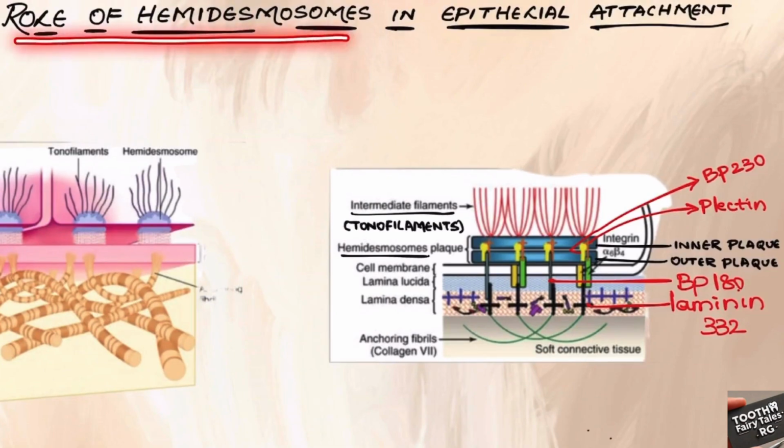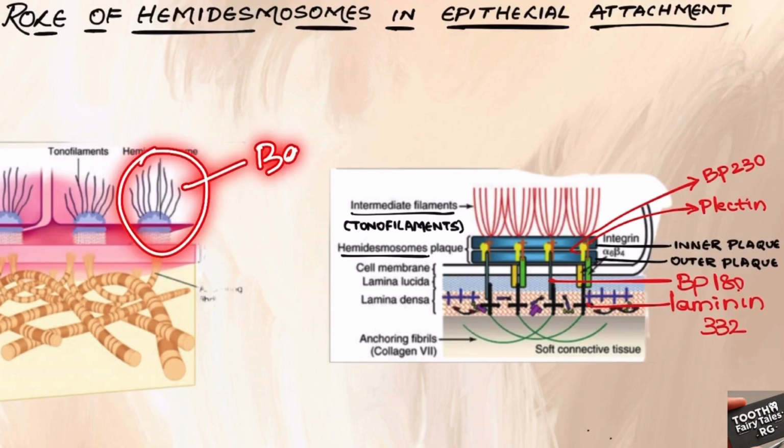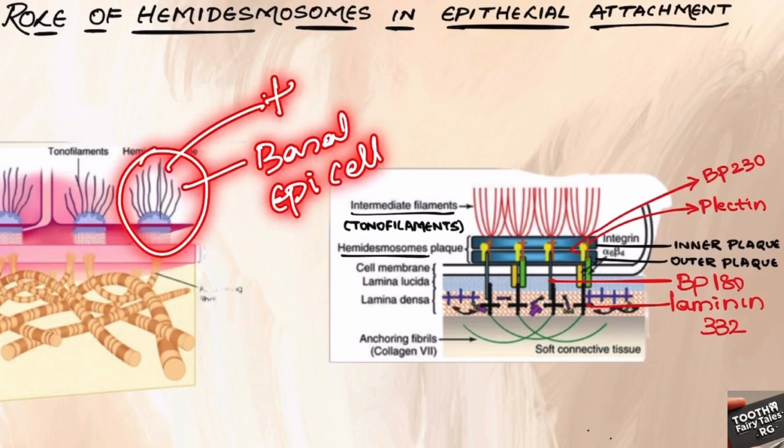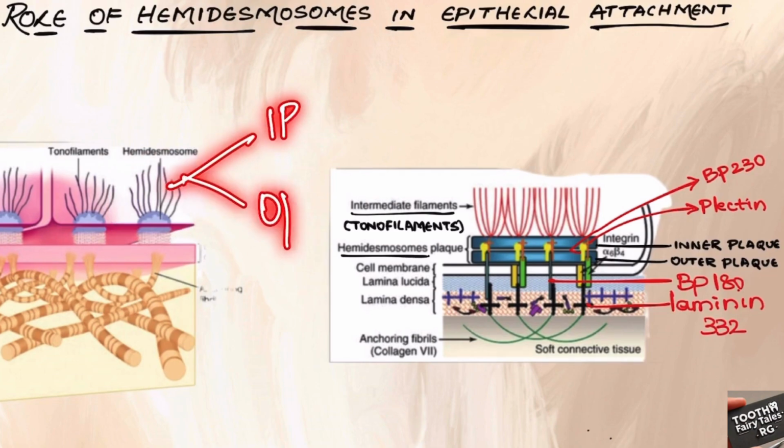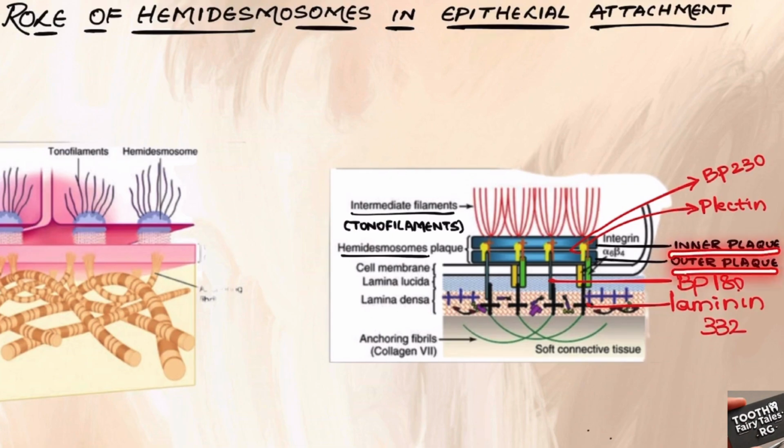Let us understand the role of hemidesmosomes in epithelial attachment. Hemidesmosomes are the specialized structures which are found on the basal surface of the epithelial cells. They are acting like tiny anchors which hold the basal cells of the epithelium to the basal lamina. Each hemidesmosome is having two components, inner plaque and outer plaque. This is the inner plaque and this is the outer plaque.